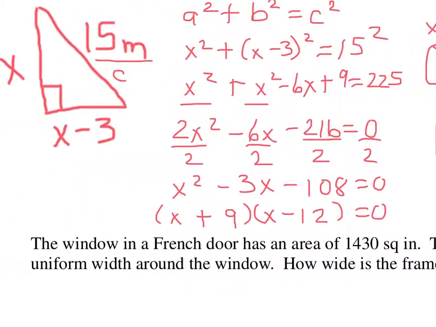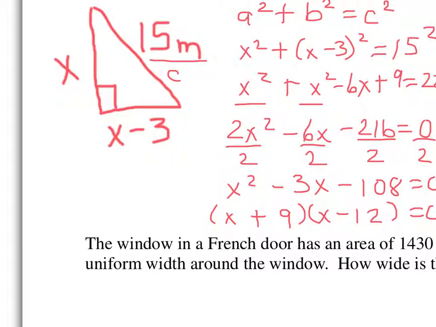Let's go back to our triangle. If x is 12, then this side is 12. What's this other leg? 12 minus 3, positive 9. So it's positive 12 and positive 9. And remember, our unit of measurement was meters.